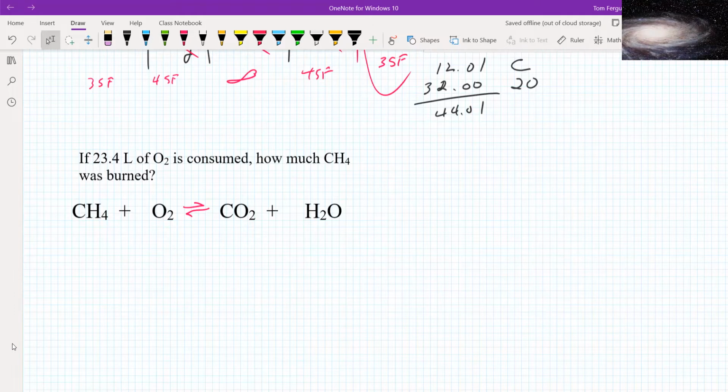Is that OneNote? Yeah. I was going to say, it looks just like OneNote. It's just on a Microsoft Surface tablet.